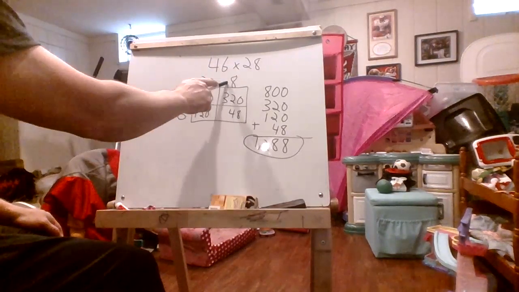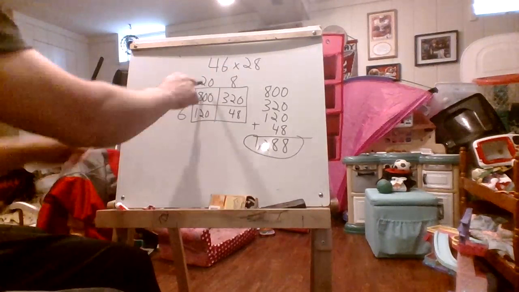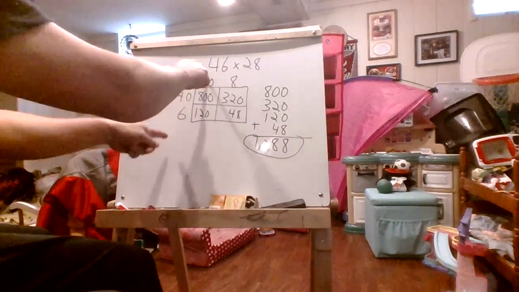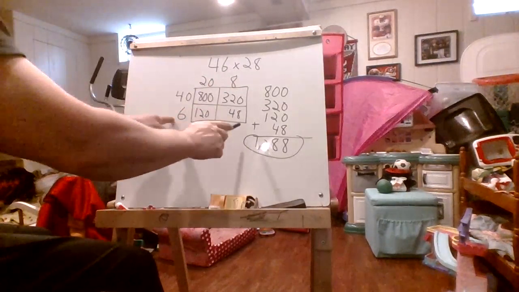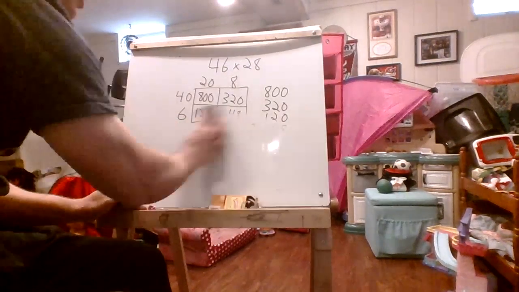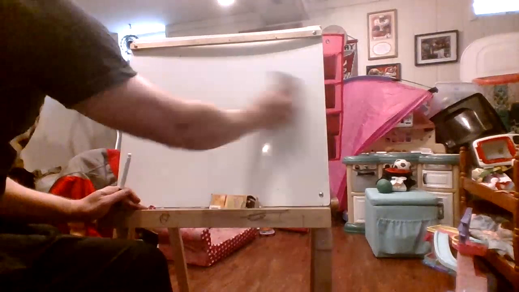Again, all I really did was took 46 and broke it into 40 plus 6. 28 is 20 plus 8. And then you're just multiplying where the two numbers meet. So 20 and 40 meet here. 40 and 8 meet there. 20 and 6 meet here. And 6 and 8 meet there. We'll do one more example of this. Hopefully this is going to help a little bit.